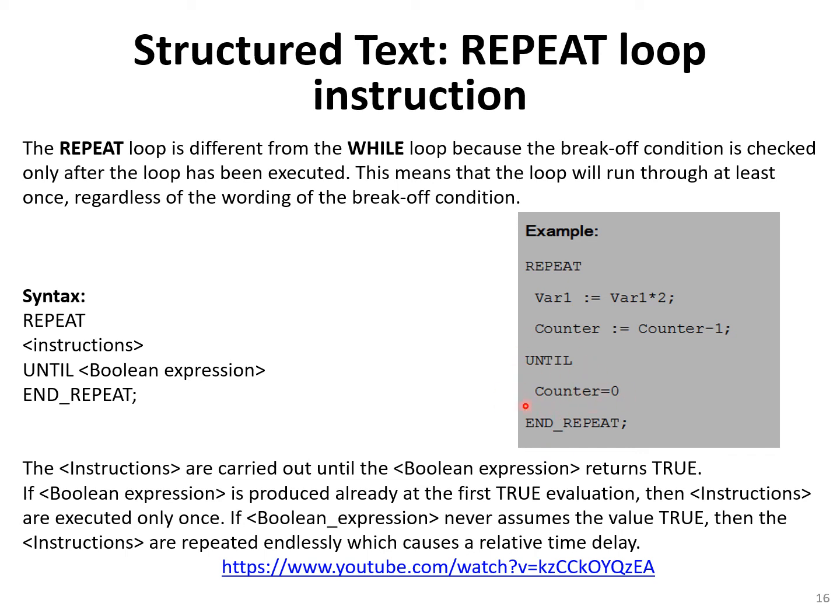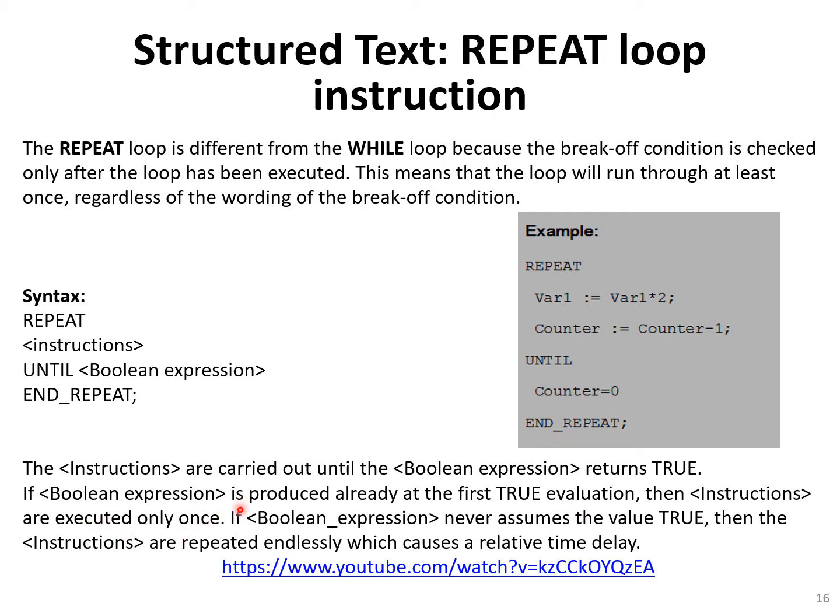The difference between this repeat and the while: in while, the condition should be true to go through the loop. But until here is different. If the condition is false, then we'll repeat the loop. So the instructions are carried out until the Boolean expression returns true. Once this one is false, we'll repeat. Once it becomes true, we'll get out of the loop.